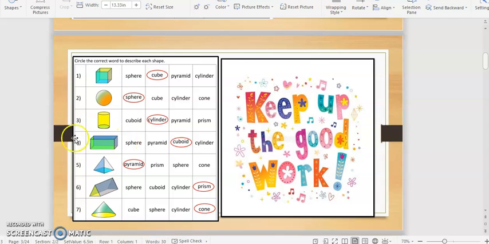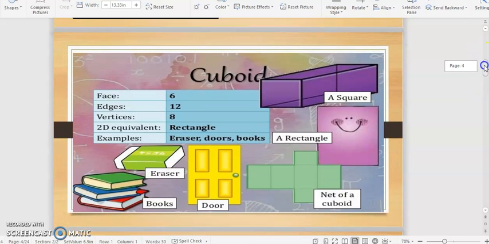Can you say what could be the 2D shape for this cuboid? Yes, what could be the 2D shape? Absolutely correct, a square. This is a pyramid, a prism, and a cone. Keep up with the good work.